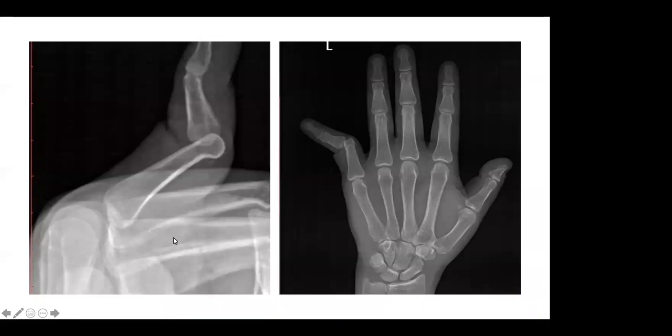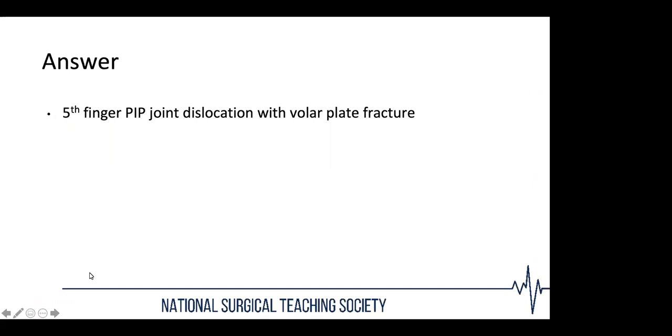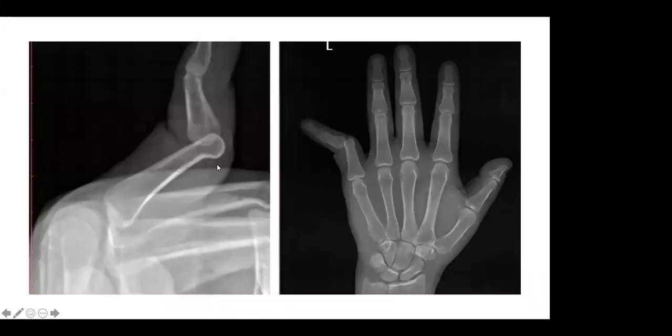And what do we think of this one? Someone put dislocation at PIP, fifth metacarpal. Yep, people are saying that's exactly correct. So there's a fifth finger proximal interphalangeal joint dislocation. And there's also something called a volar plate fracture. With the eye of faith, I don't know if you can see my cursor, but there's a small bony fragment here. That's a small little flake that's come off, which shows that there's a fracture.